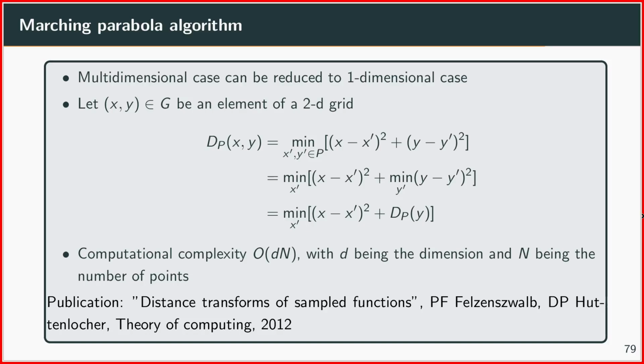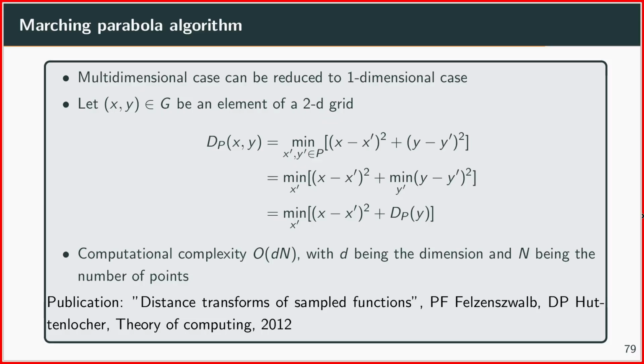This is pretty nice because now you have a computational complexity of O of dn, where d is the dimension and n is the number of points. And if you want to look a bit closer at this, there's also this publication here, Distance Transforms of Sampled Functions, which explains in detail how you can convert this to the one-dimensional case.